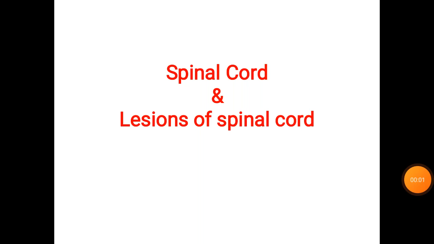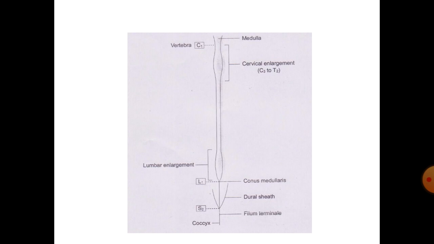Regions of spinal cord. First, we will take up the spinal cord. The spinal cord is the central part, central nervous part, or a part of CNS which is continuous with the brain.